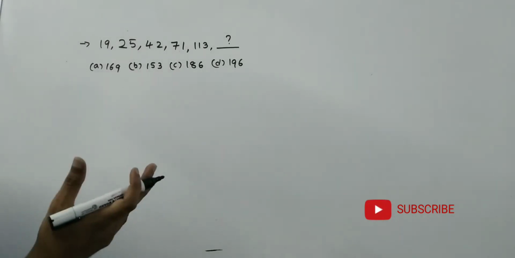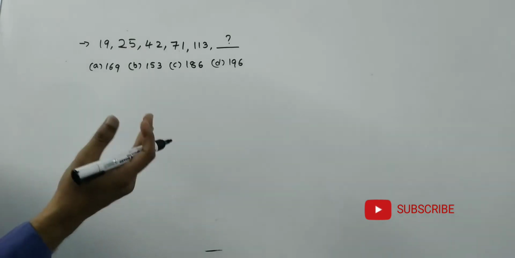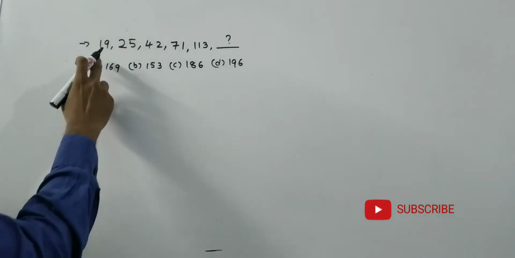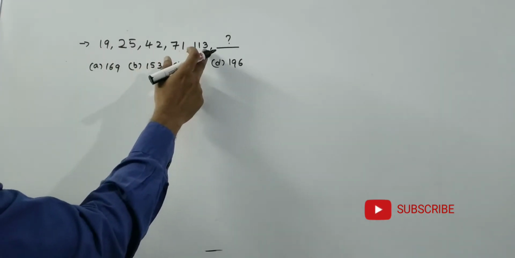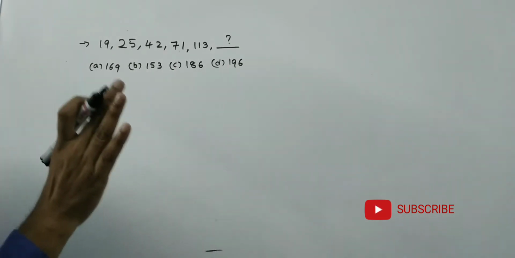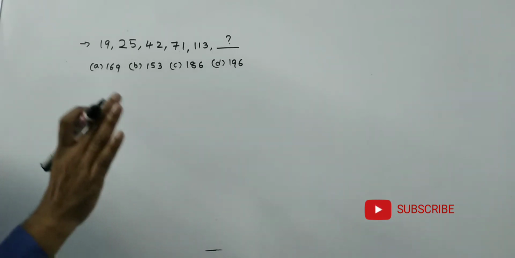See friends, in this session we will discuss some number series problems which were given in previous examinations. First problem: 19, 25, 42, 71, 113. In previous sessions I told you, first we have to find the difference. That is the fundamental formula.